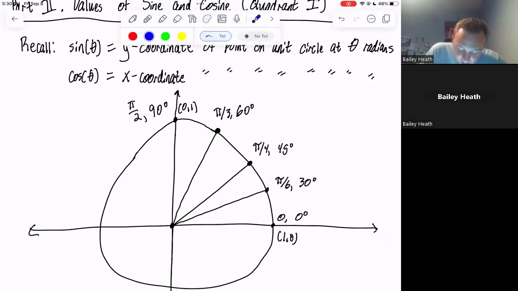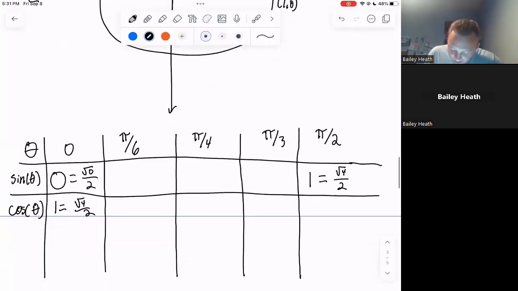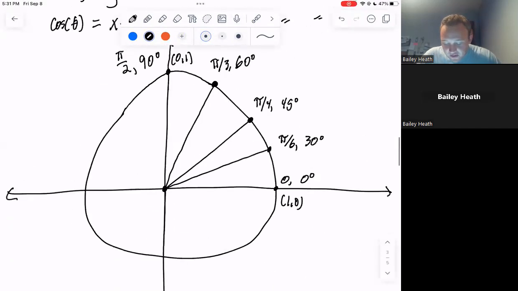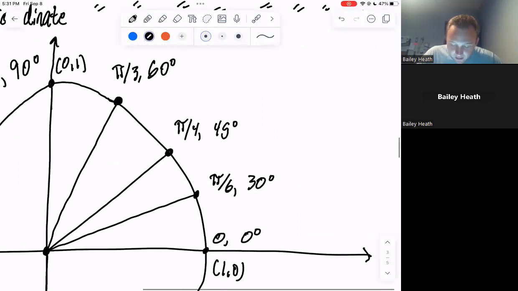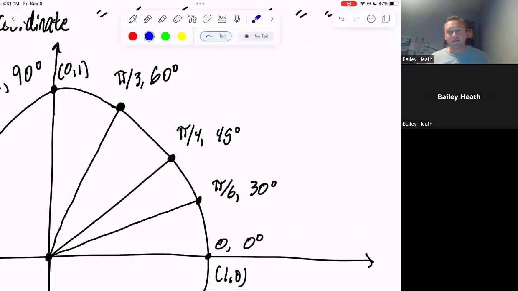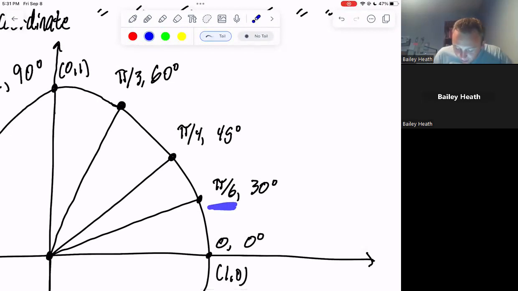Similarly, cosine at pi over 2 is just the x-coordinate at this point up here, which is 0. So I'm going to write that down, along with something a little bit silly. Okay. So that takes care of 0 and pi over 2. Now we have these intermediate guys remaining. These are the three that you're almost certainly going to have to know for your calculus class or whatever class you may be taking: pi over 6, pi over 4, and pi over 3.